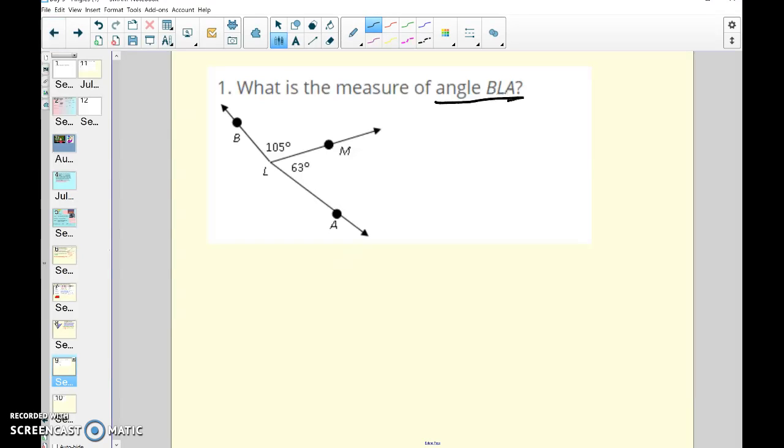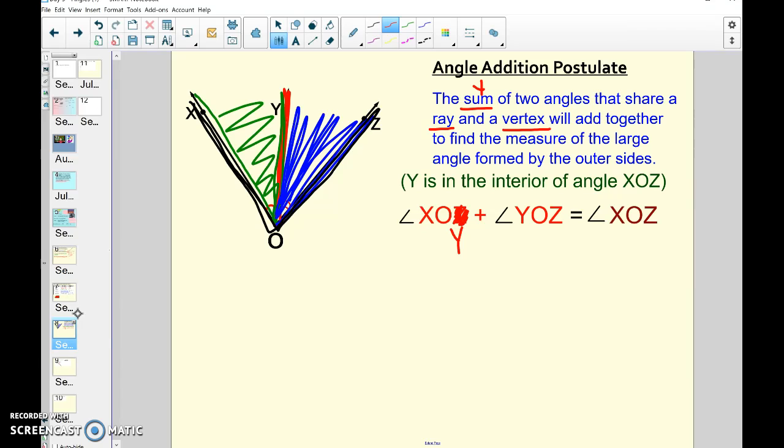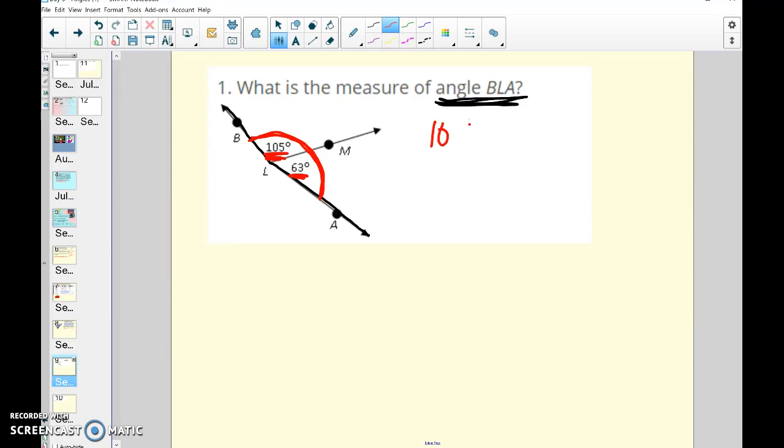All right, so for this one, they're looking for angle BLA. And I am tracing that so I'm aware of which angle I'm actually looking for. So they want this whole angle. Well, I've got two smaller angles here. I have 105 degrees and I have 63 degrees. Based on my angle addition postulate, if I add the two angles together, I get the big angle that they make. Well, 105 plus 63 is equal to 168, so that's how many degrees my big angle is. Pretty simple for that one.